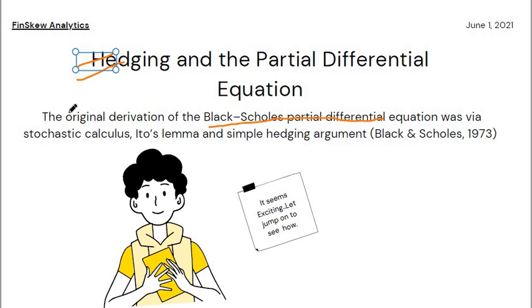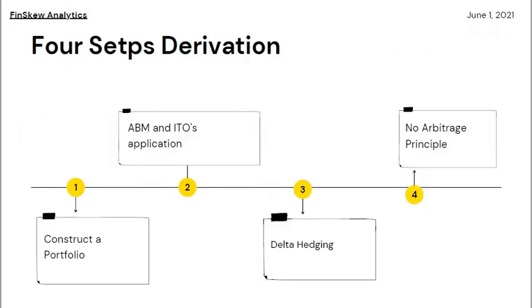So I hope it sounds exciting to you. It is making some sense to you. So let's see how we will derive the Black-Scholes equations via different steps. Now, it's a four-step derivation.